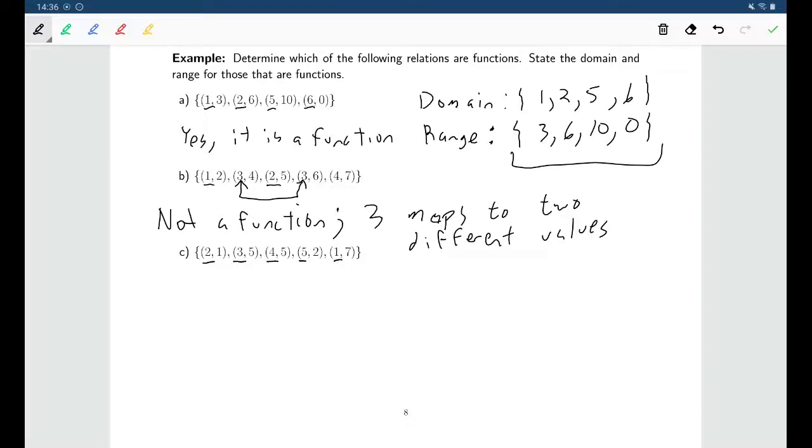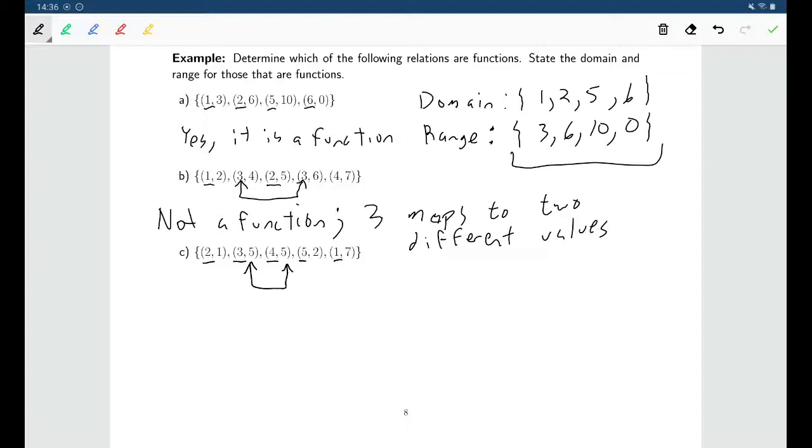One thing that I know people might say is, well, hold on, there's this point here where the output value gets reused. 5 shows up as an output once, and then 5 shows up as an output again. But for something to be a function, there's no restriction on how many times a y value gets reused.